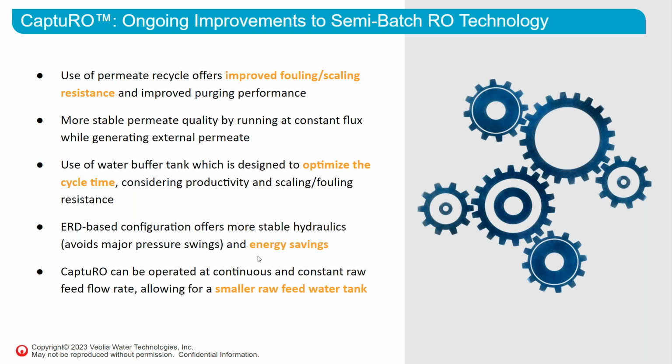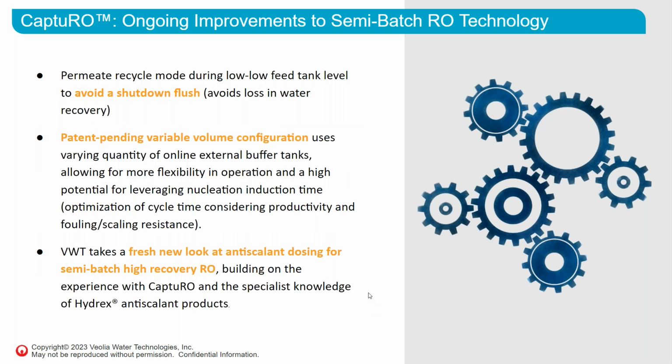And we can operate, as I said, either continuous or constant. The raw water feed flow coming in is a relatively constant flow. We can actually keep it pretty relatively constant. So we don't need such a big raw feed water tank compared to some other semi-batch processes. So that minimizes the size of the raw water feed tank. And then another thing, I showed you earlier that low feed tank where we could run in this permeate recycle mode to avoid a shutdown loss, to avoid losses in water recovery. I'll talk about this a little more on the next slide.